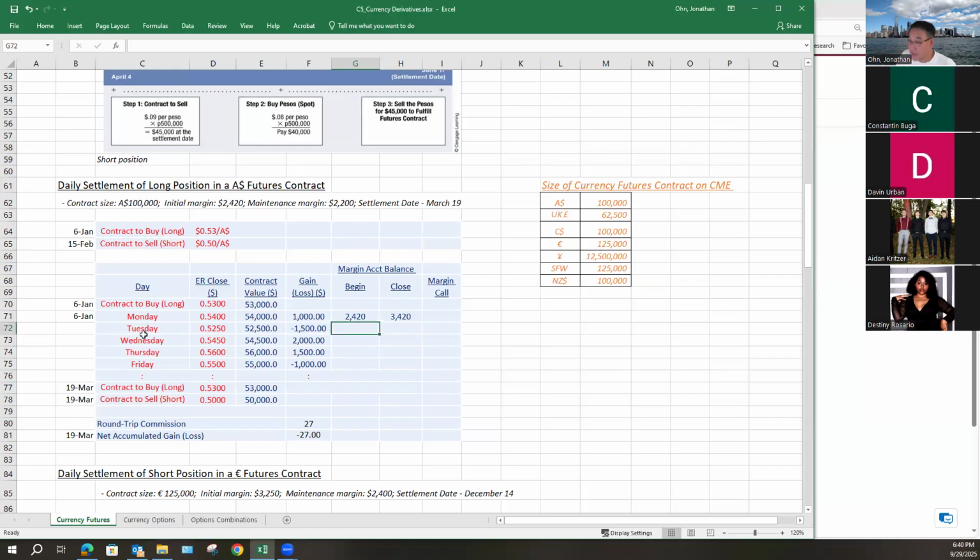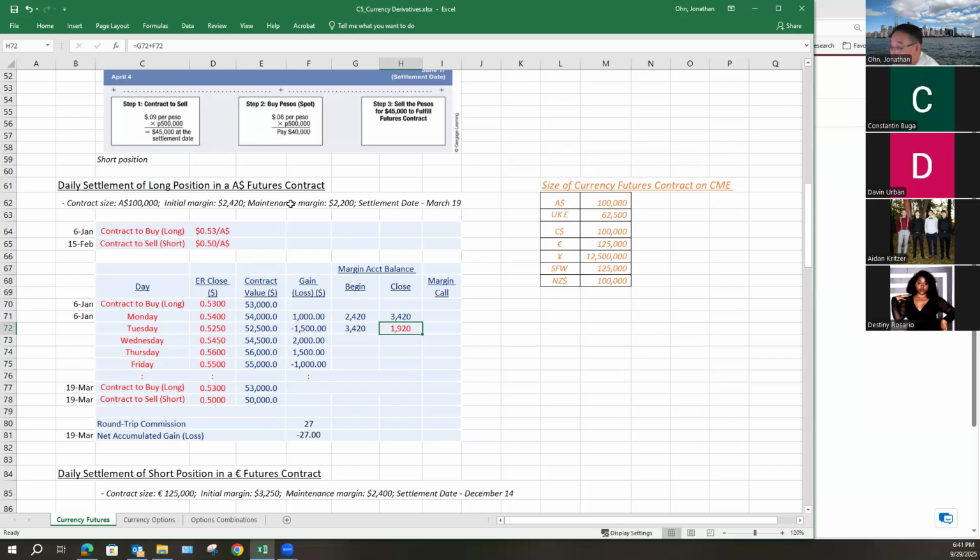Okay, so here the Monday closing balance is way over your maintenance margin, so you have no problem. So that closing balance will be your beginning balance on Tuesday. You start with the 3,420. That's your beginning balance. Now, during the day, you lost $1,500. So your closing balance, ending balance on Tuesday will be this one plus this loss, the $1,920. That is your ending balance.